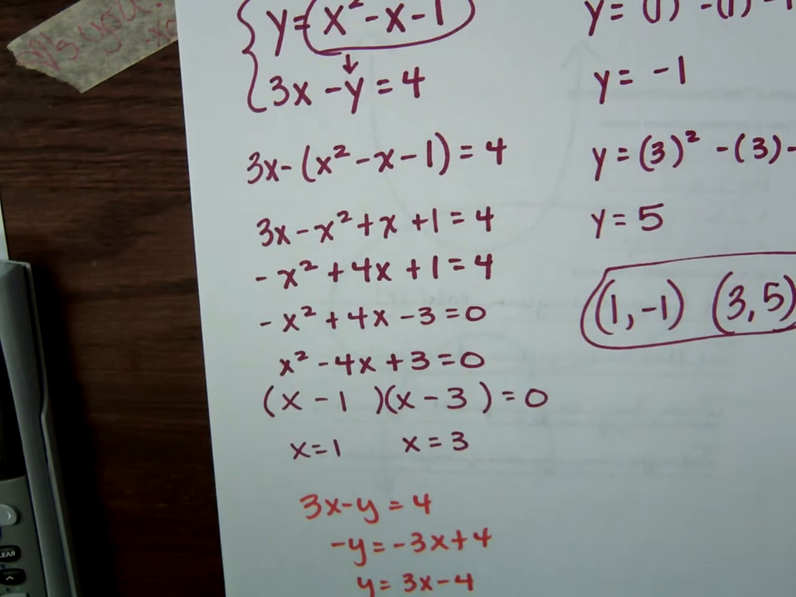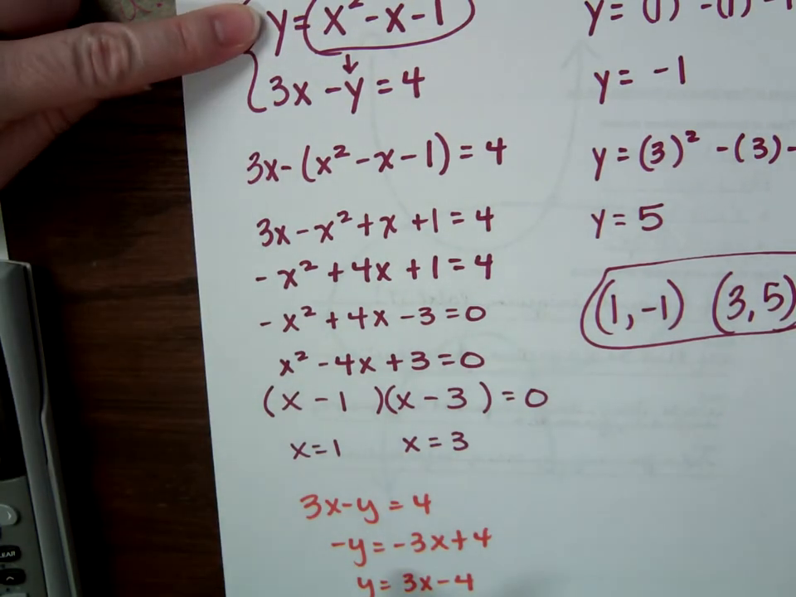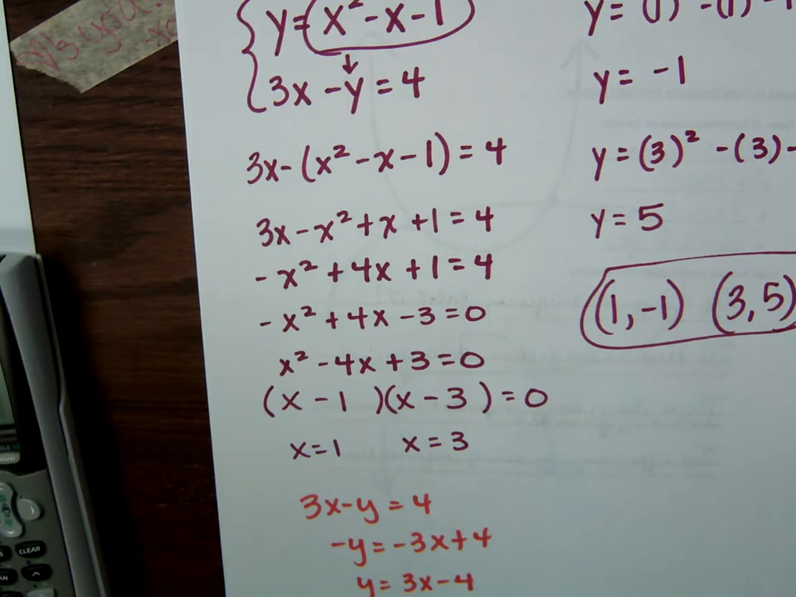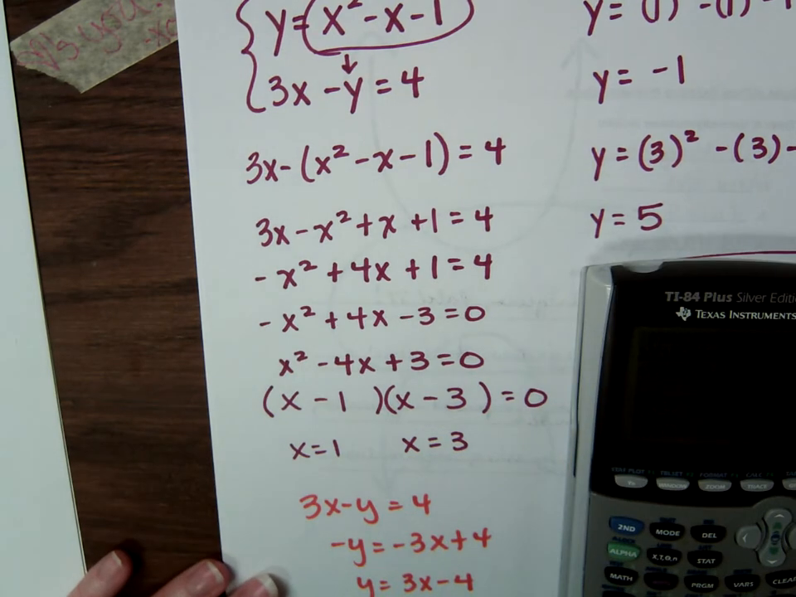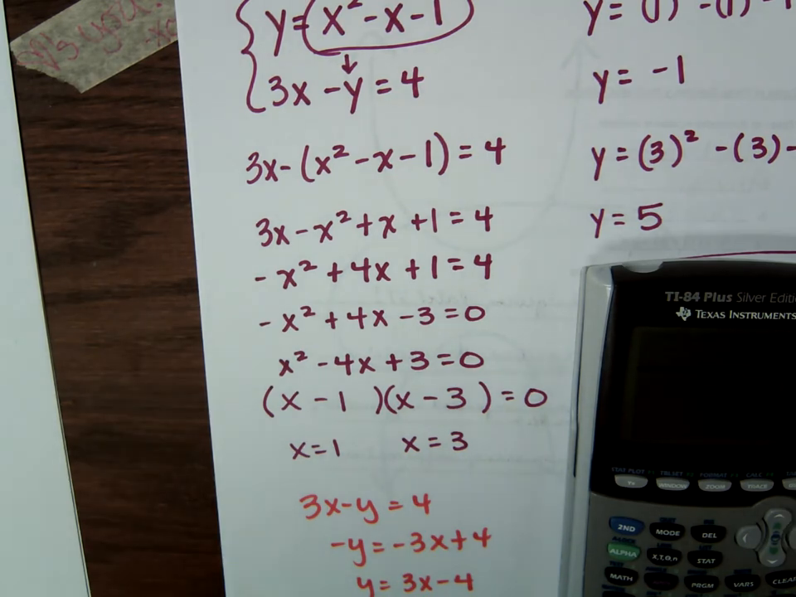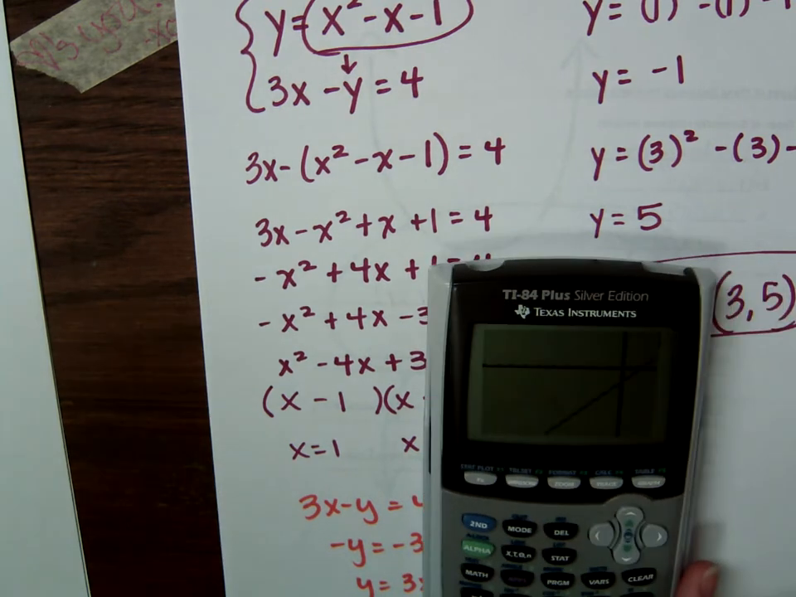Alright, I'm going to graph this and this. 3x minus 4, x squared minus x minus 1. Windows off. We'll fix it.